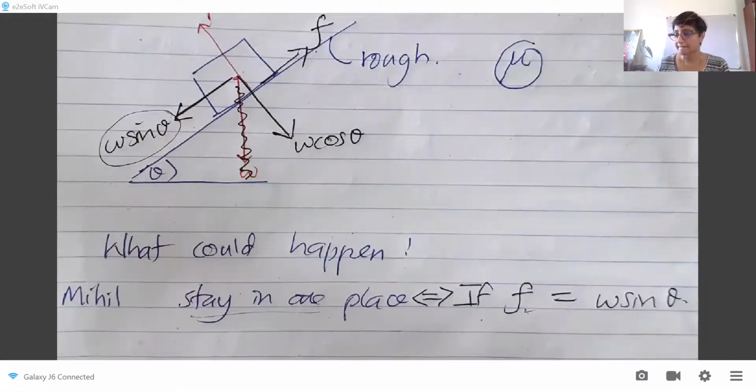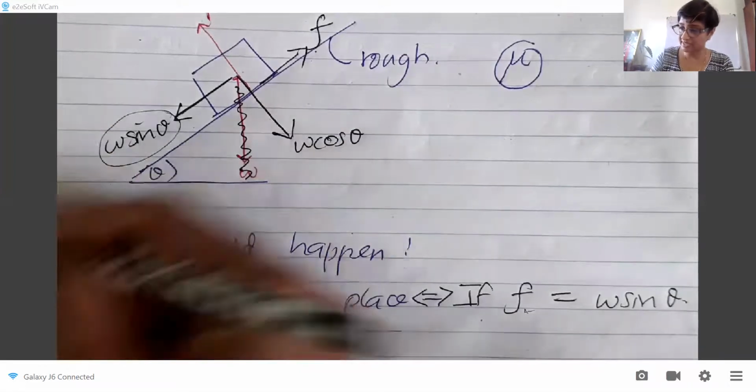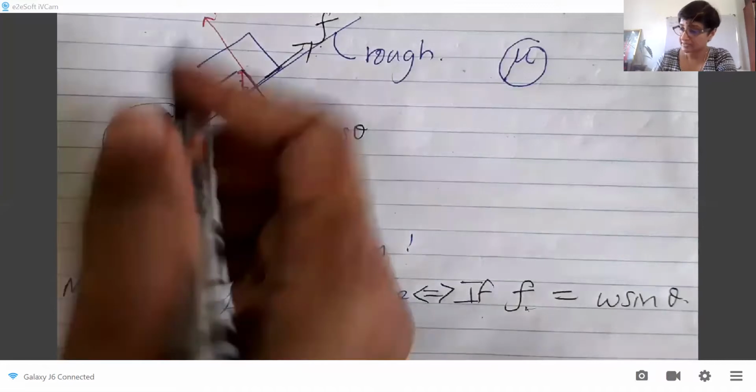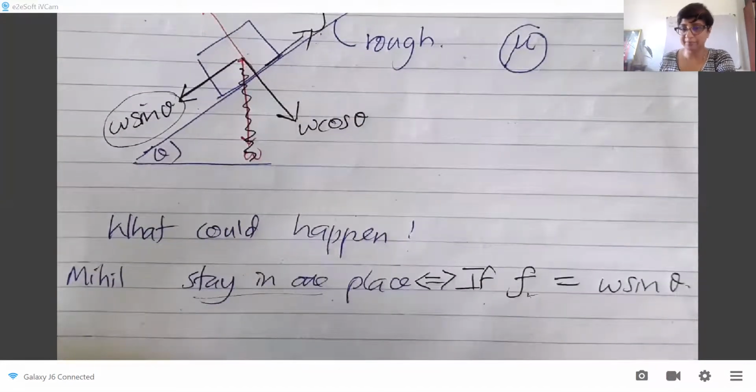Suppose W sine theta is greater. Like now, it's greater. Suppose W sine theta is bigger than the maximum friction that the surface can apply on that, then what would happen?